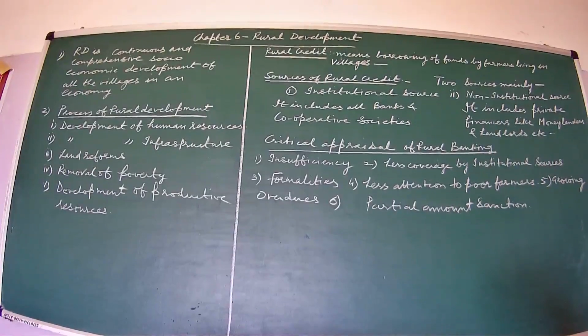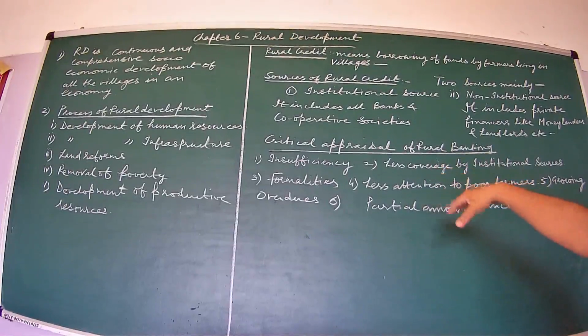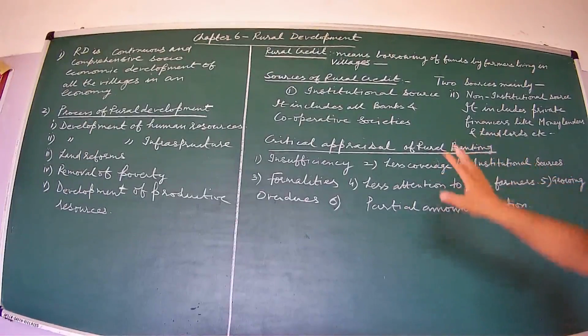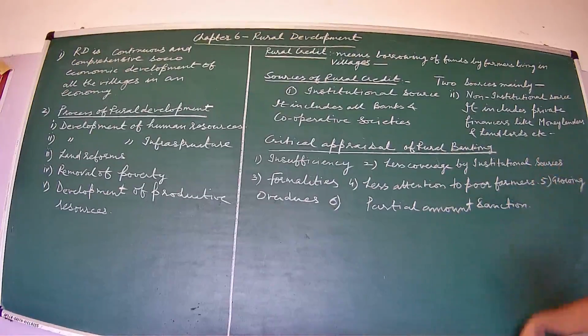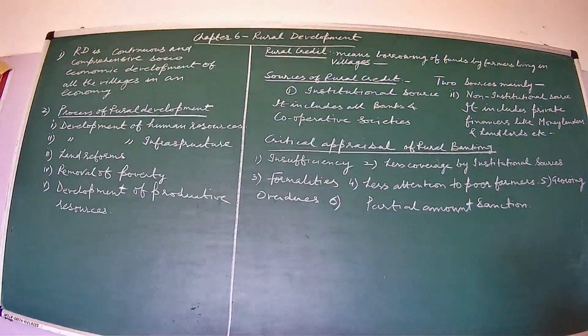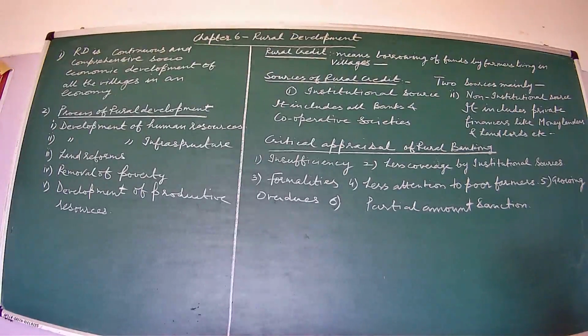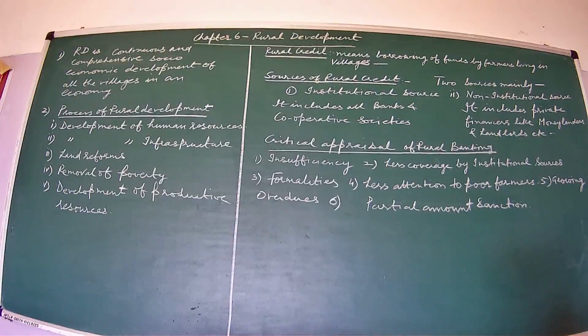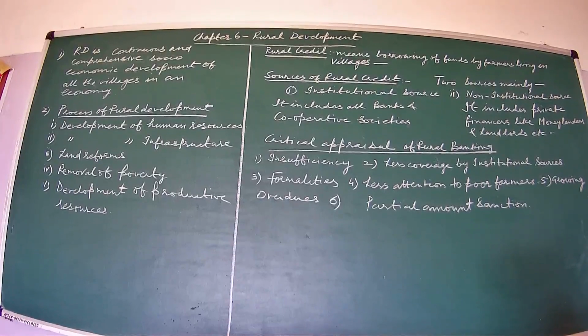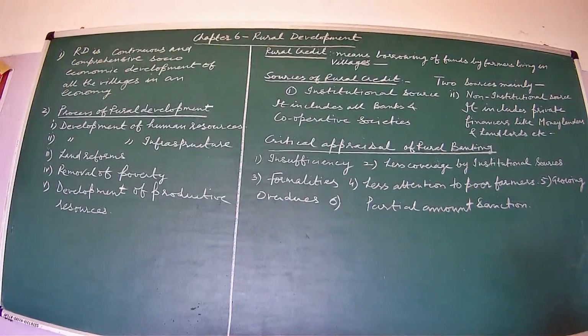The coverage of the loan requirement is very less. That is inadequate. I will say inadequate coverage of institutional loan. So this is another problem. They do not cover properly all the requirements of the rural people, workers or farmers. So still there is a lot of progress required here.